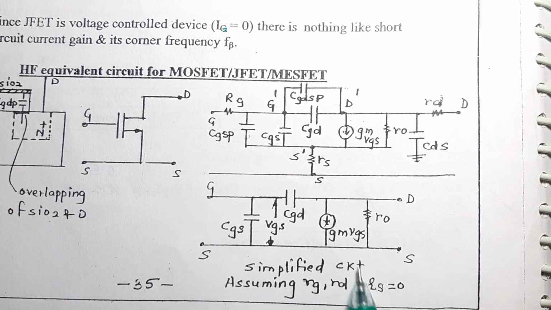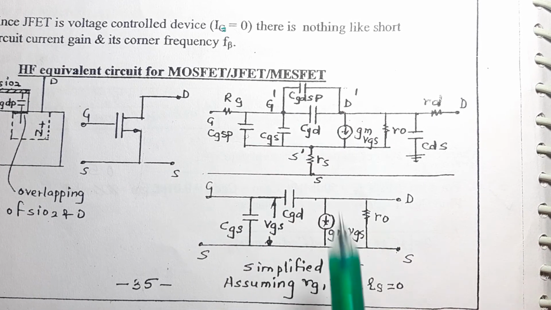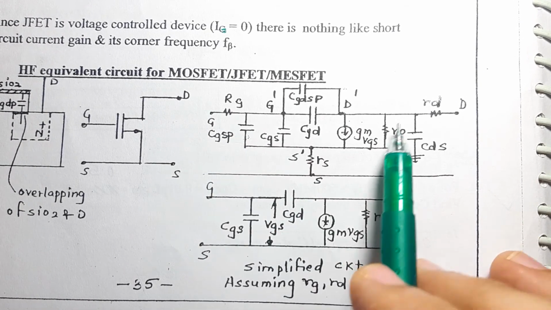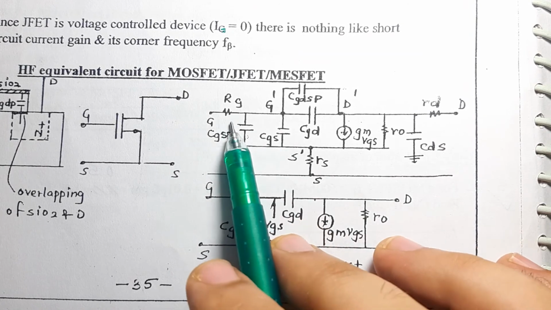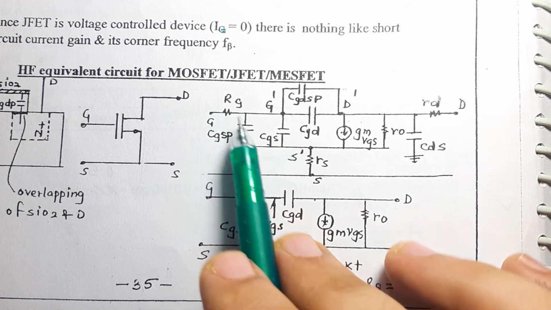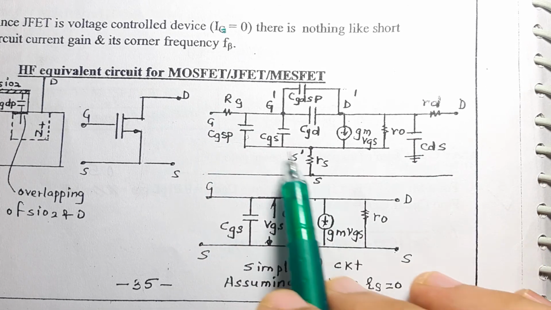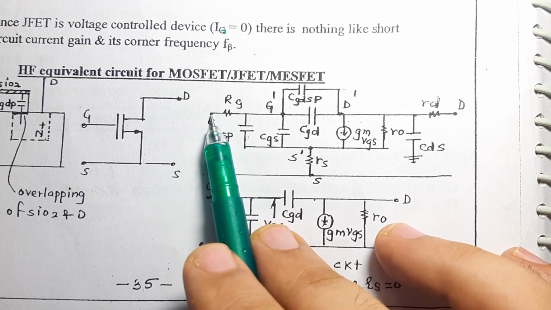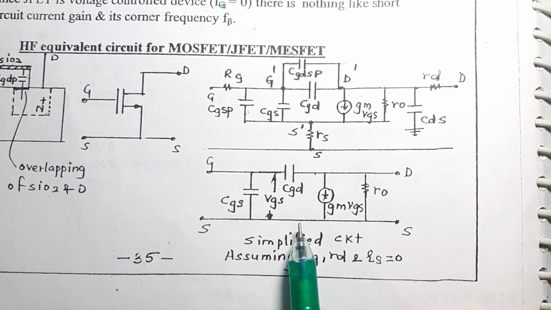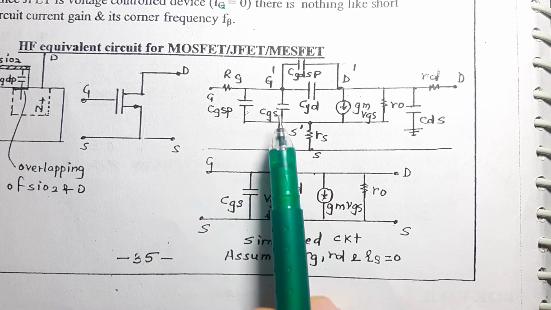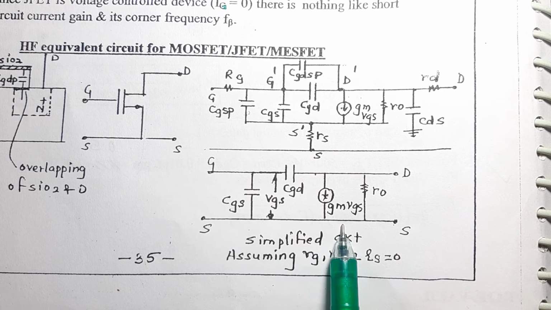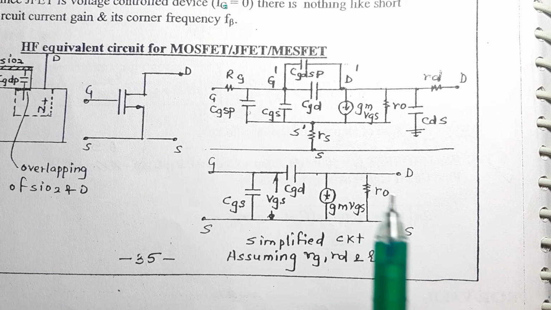Assuming this circuit is simplified, we have assumed that these small internal resistances are very small, so these three are taken as 0. So this becomes a simple point from G to this point over here. On simplification the diagram turns out like this. Now your CGS remains in the picture, your CGD remains, GM VGS remains, and your RO remains in the diagram.